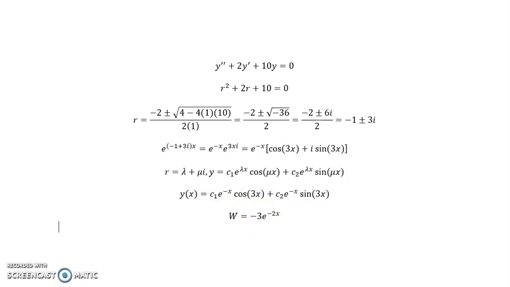If you switch the order and you put cosine in the first column, you will get positive 3e to the negative 2x. And you can also verify that if you substitute these two functions into the original equation by taking your two derivatives, the algebra is quite nasty, but they will, in fact, satisfy the differential equation.